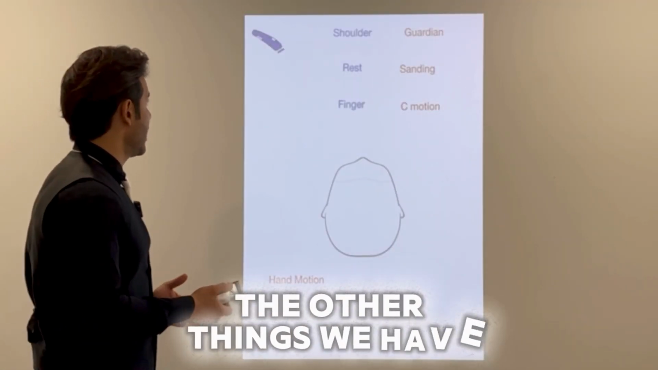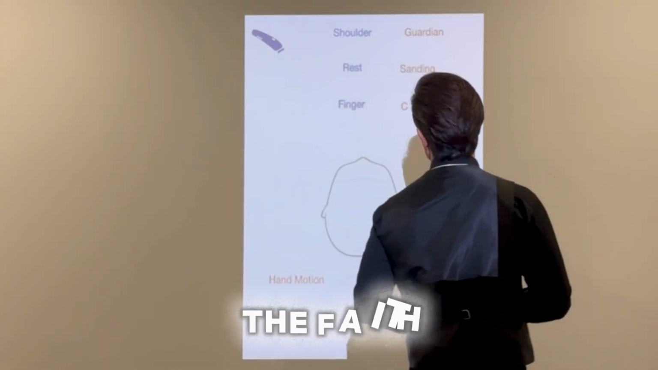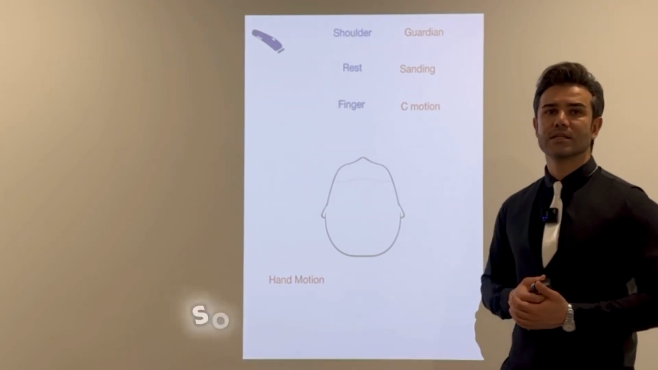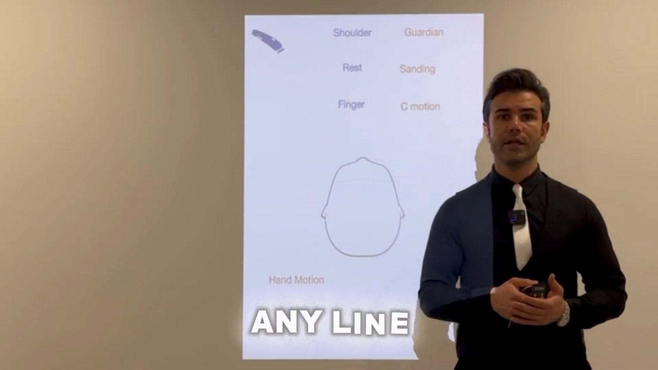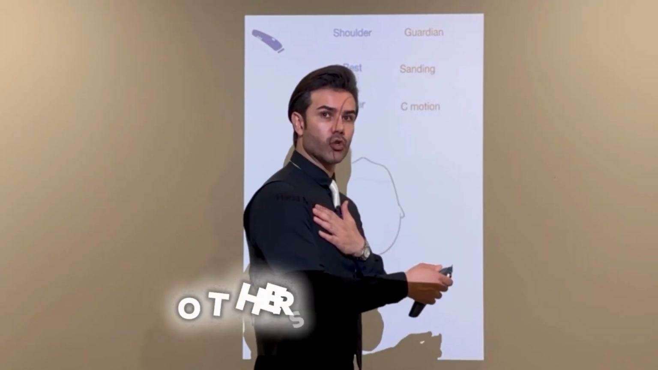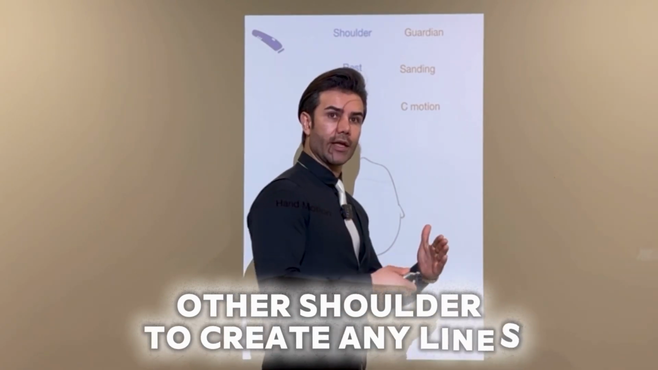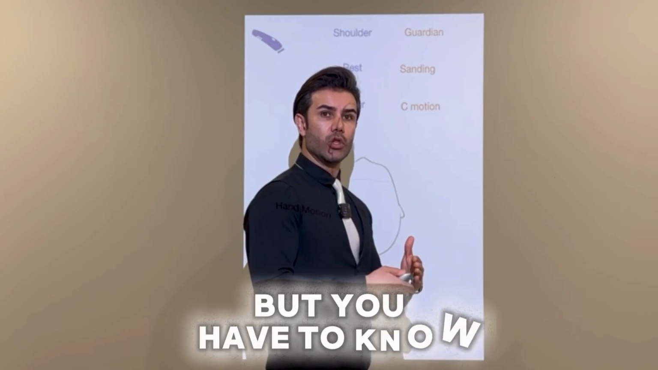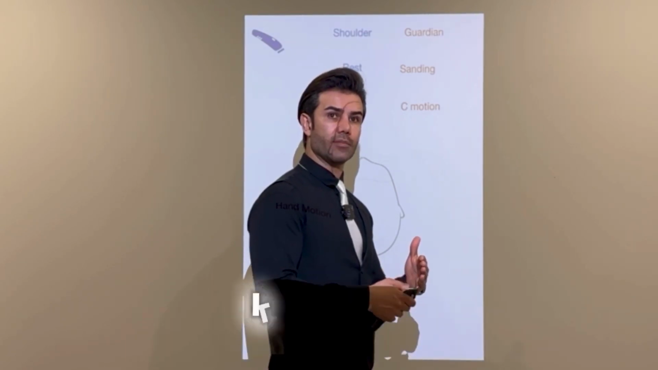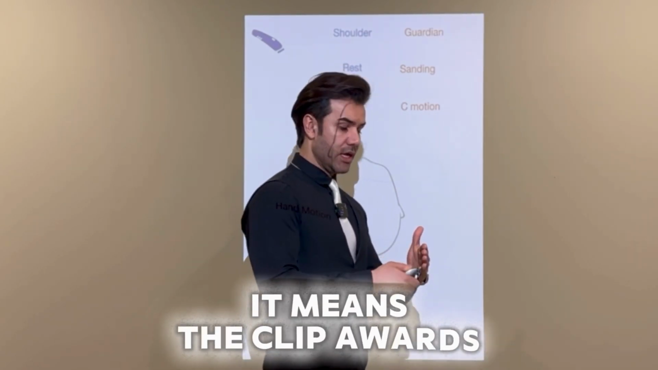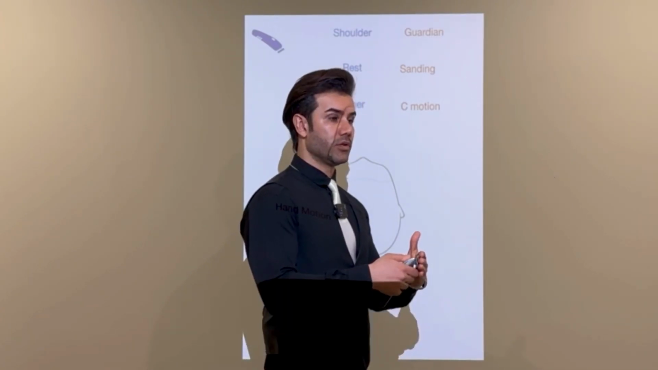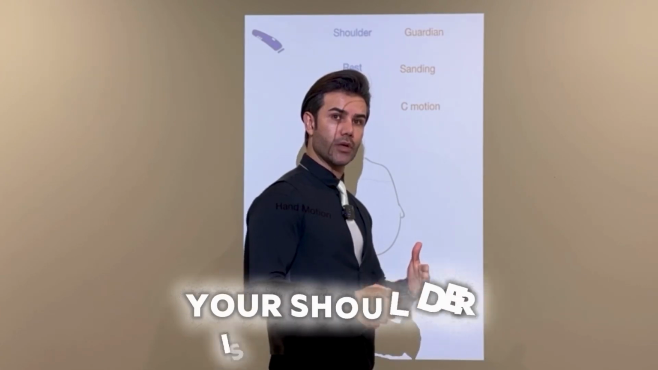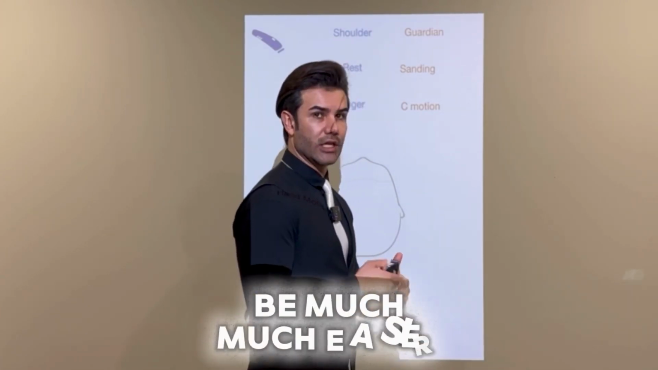The other thing we have to know during the fade is the hand movement. Sometimes we need to create a line, so we have to use our shoulder to create any lines. Sometimes you can even use your finger, but you have to know that when I want to create the line, it means the clipper works and stops. Clipper go and stop, go and stop. So if you're working with your shoulder, it's going to be much easier.